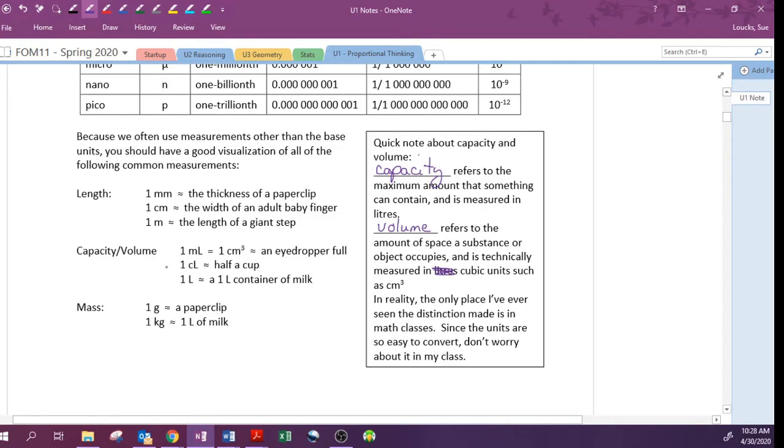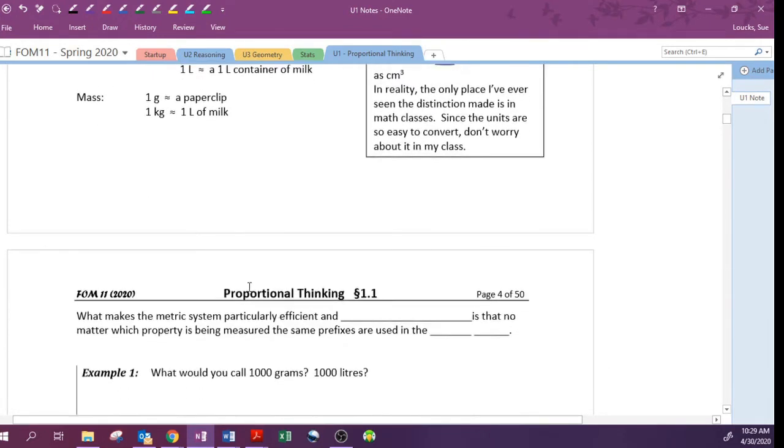And mass, a kilogram, a liter of milk actually has a mass of about 1 kilogram, and a paperclip has a mass of about 1 gram. So there's some just reference that you can keep in mind, okay?